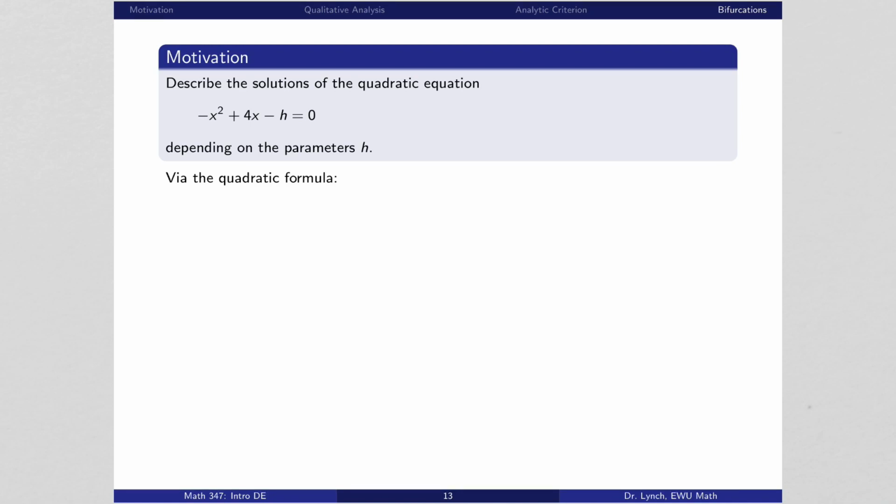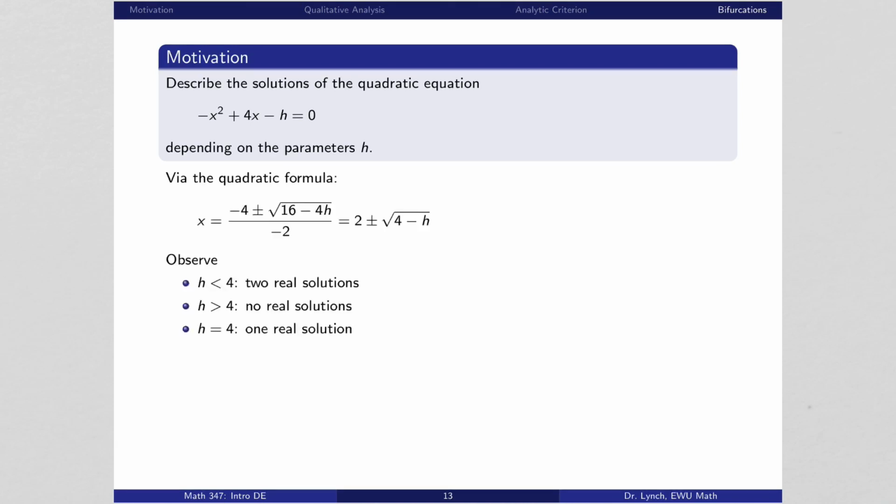So here we'll go ahead and describe solutions of this quadratic equation depending on the parameter h. If you want to find solutions of a quadratic, you might try using the quadratic formula. I went ahead and wrote down the quadratic formula applied to this quadratic, and we can see that solutions are of the form 2 plus or minus the square root of 4 minus h.